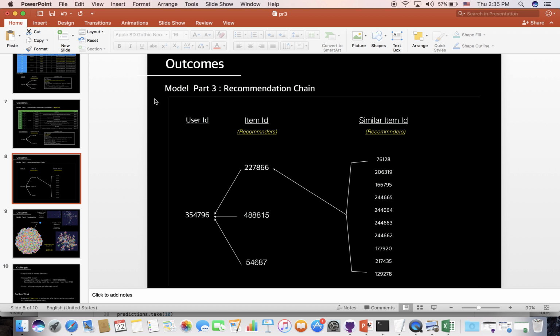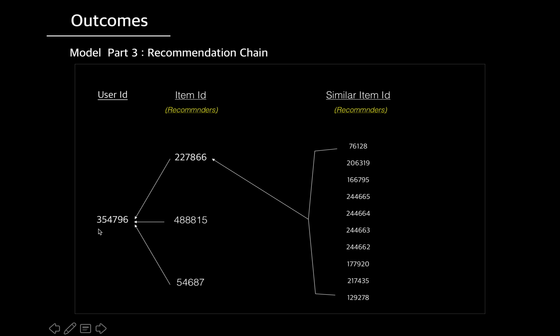By combining the first part and the second part, we get our third part, the recommendation chain. For example, for one user, we will recommend some items based on user-based recommendation in the first part, and then for each item we get from the first part, we will recommend 10 more items based on item-based recommendation on System G.